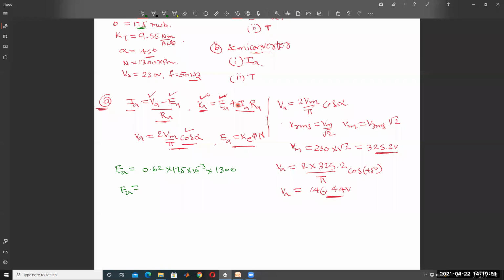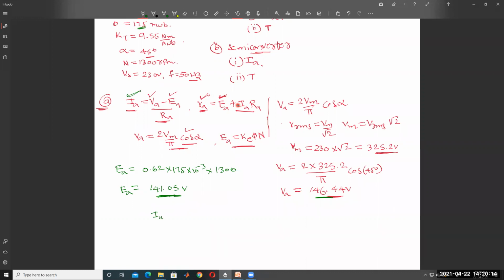EA is equal to 141.05. I got it like this. So verify these answers by using calculators. VA is equal to 146.44 and EA is equal to 141.05. Substitute in this equation, you will get IA.